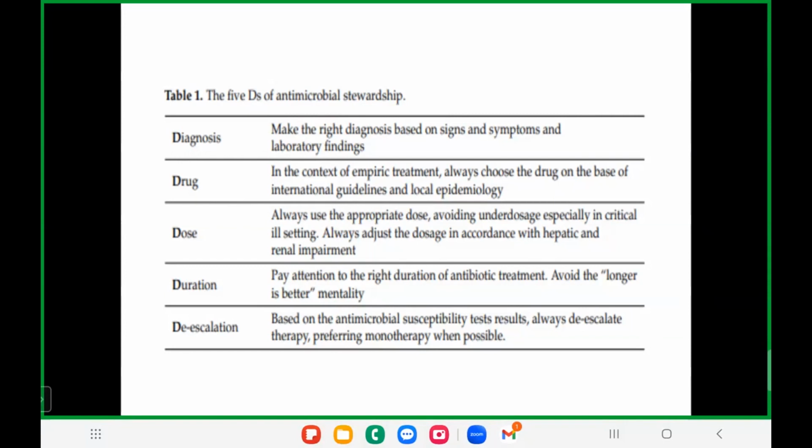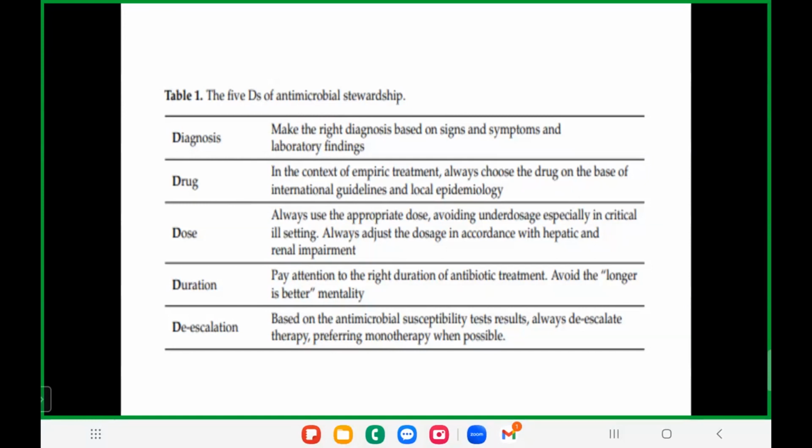And duration, you need to choose the right duration of antibiotic treatment based on the underlying infection. So you need to avoid the "longer the better" mentality. It will never work, because they can get resistance to the other antibiotic, and you need to move on to the next antibiotic. And whenever you have antimicrobial susceptibility reports, and the child has improved dramatically, try to de-escalate. And you prefer monotherapy whenever it's possible.